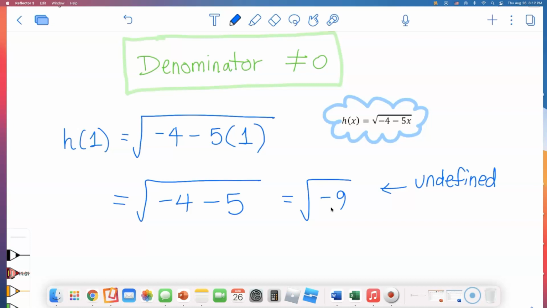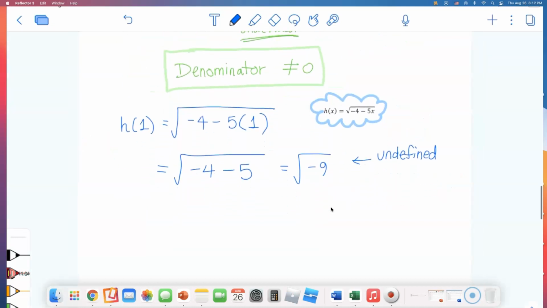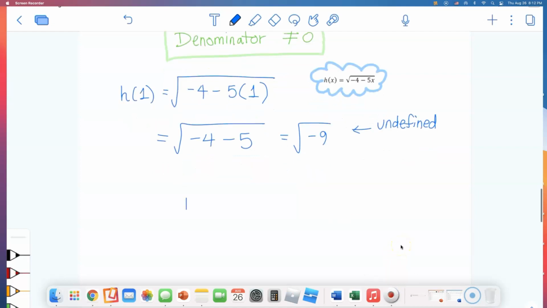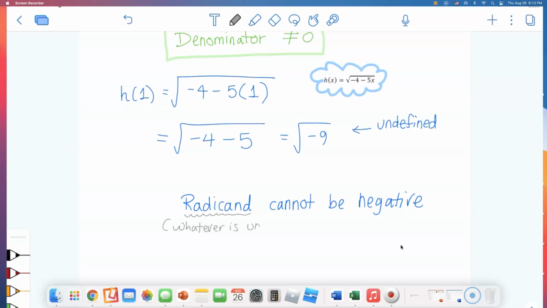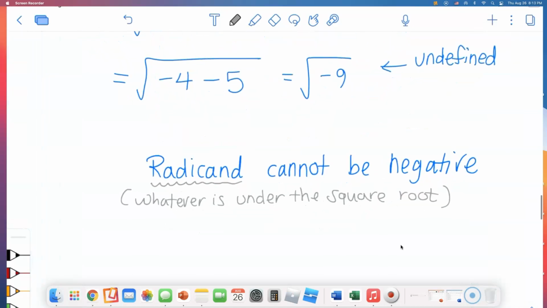That's undefined. So I'm going to go ahead and give you the second rule. Rule number 2. When you're working with square root function, I want you to remember that radicand cannot be negative. And you know, I forgot to define what radicand is for you. Radicand refers to whatever is under the square root. So whatever is under the square root should not be negative.